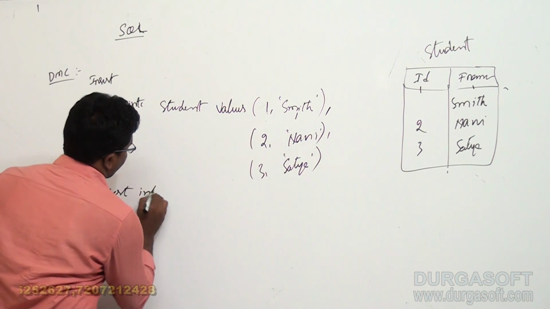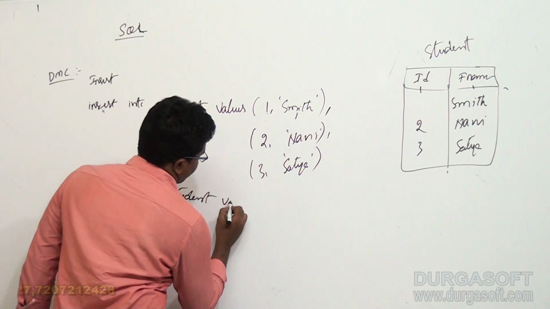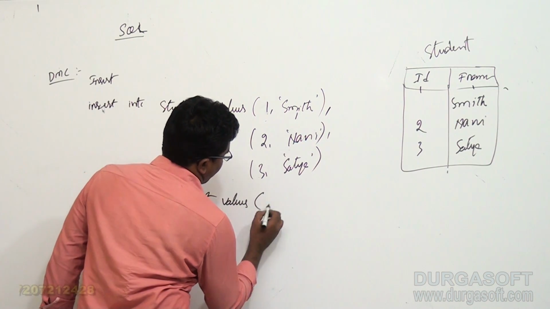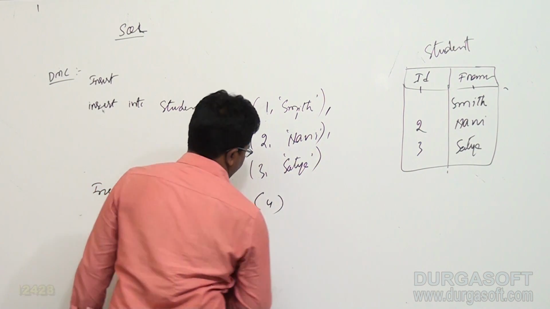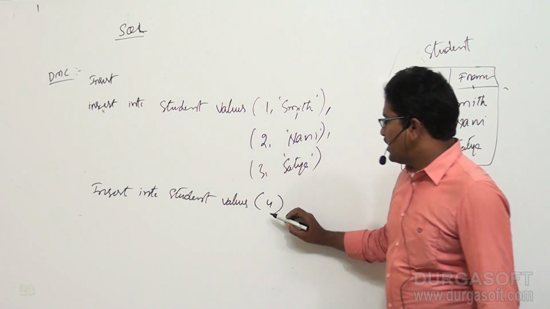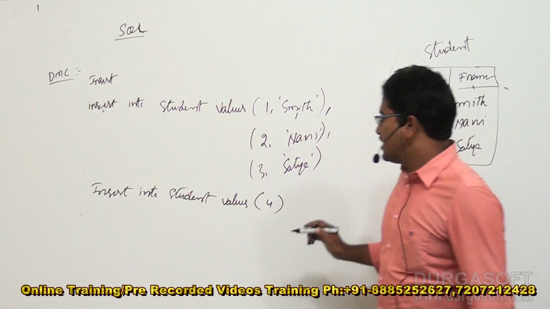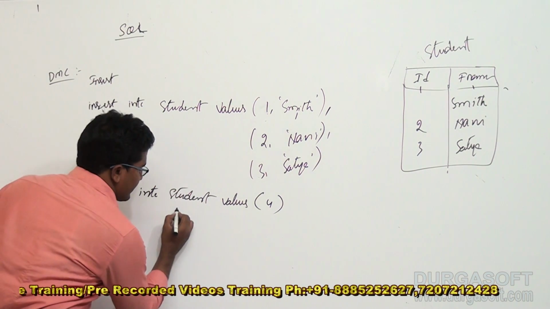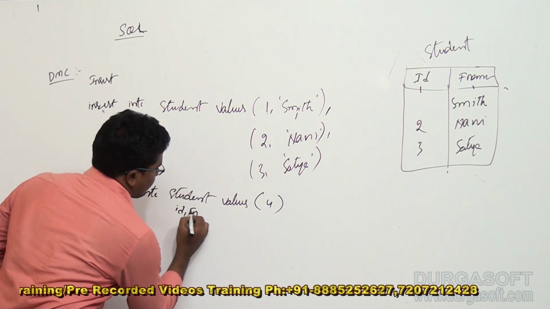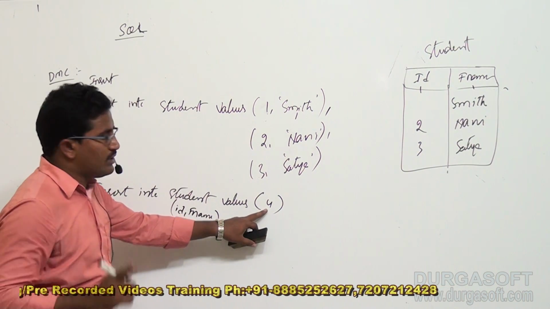Insert into student values of. So here I don't know his father name, right? So I can take 4 and like this. So if I run like this, what happens? It throws an error. Why? Because, as I said already, in student, what are the columns here? Internally we have ID column and fname column, right? Yes. But here we are passing only one value.